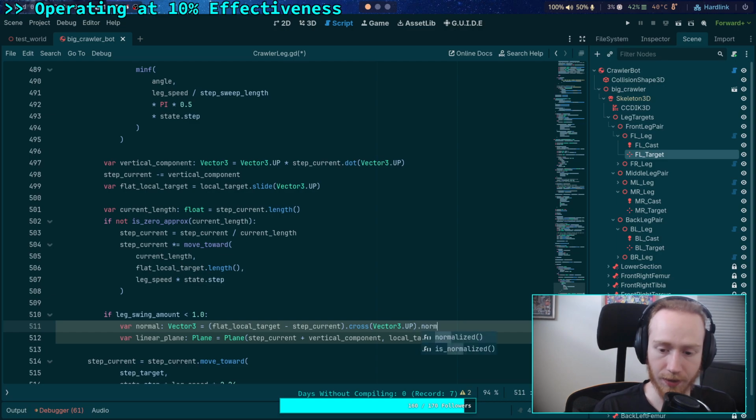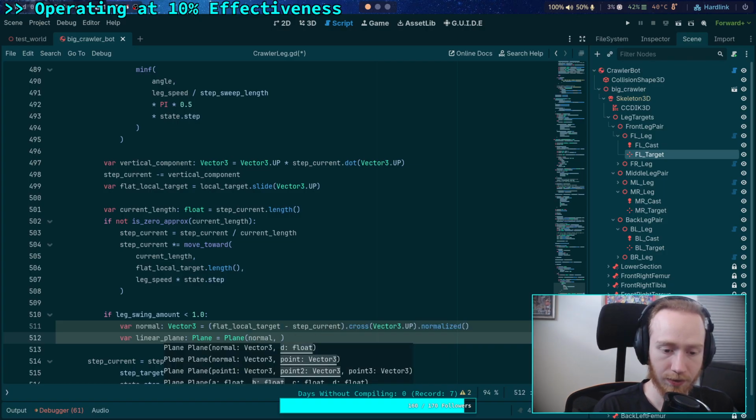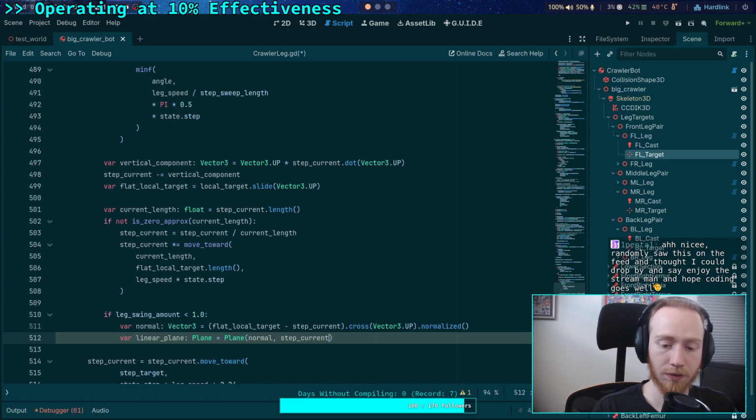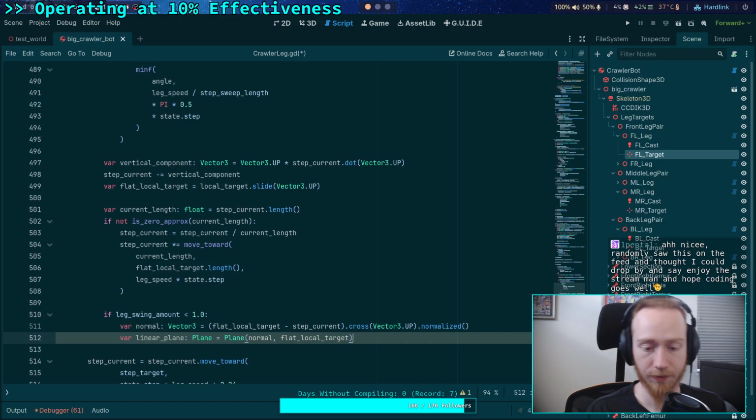Cross with that, normalize. And then I can say this and where step currently is. I'll actually say that instead.